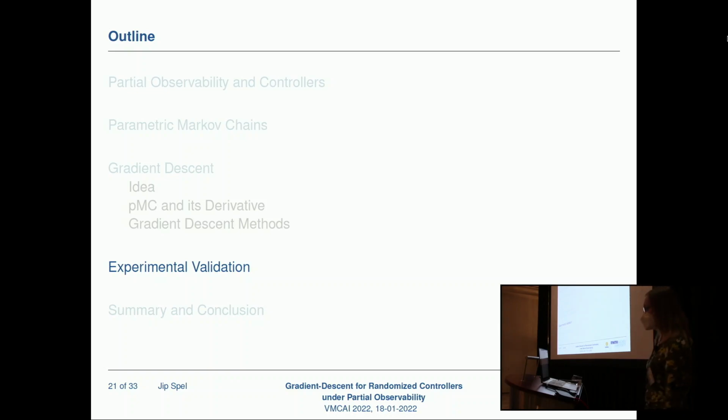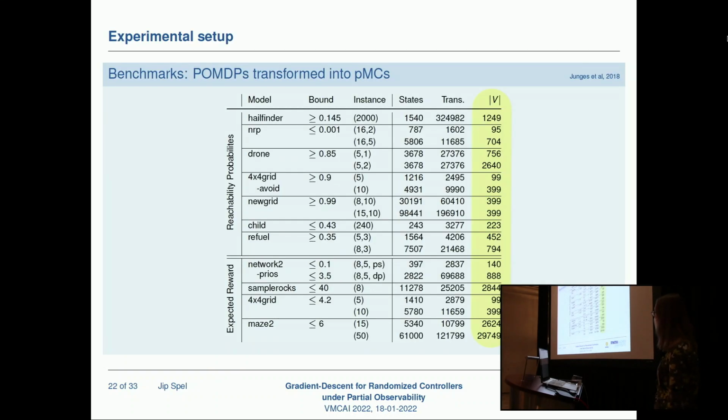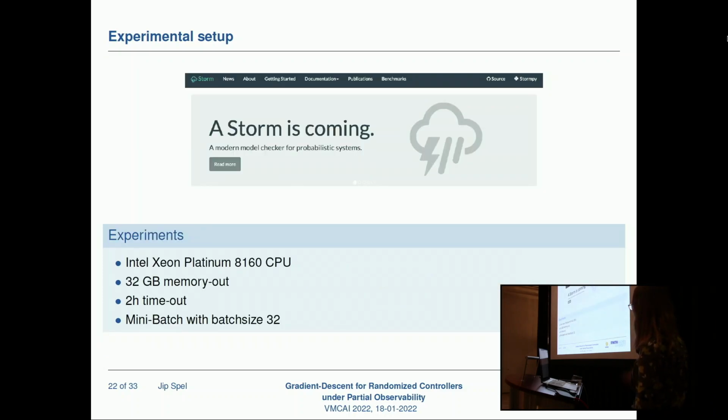Then the experimental validation. So we had some benchmarks. These were all originally partially observable Markov decision processes, which we transformed into parametric Markov chains. And as you can see, there are many parameters in here. So they are, well, for us, interesting to look at. We implemented everything in our model checker Storm.